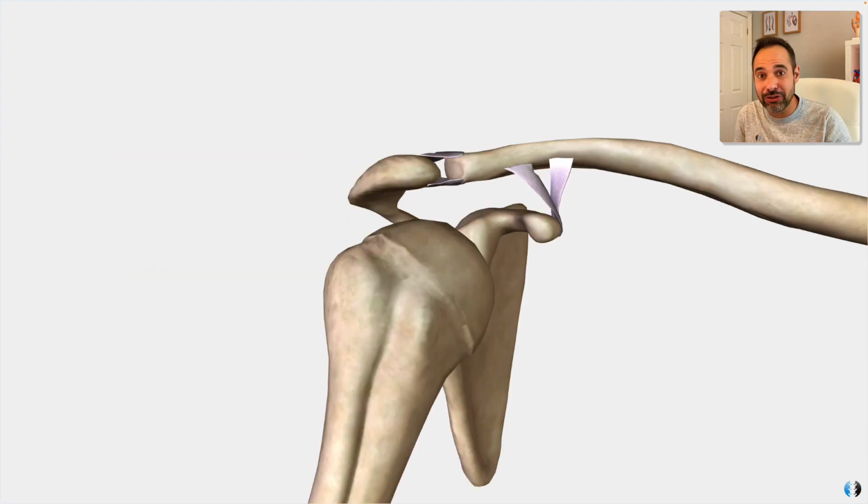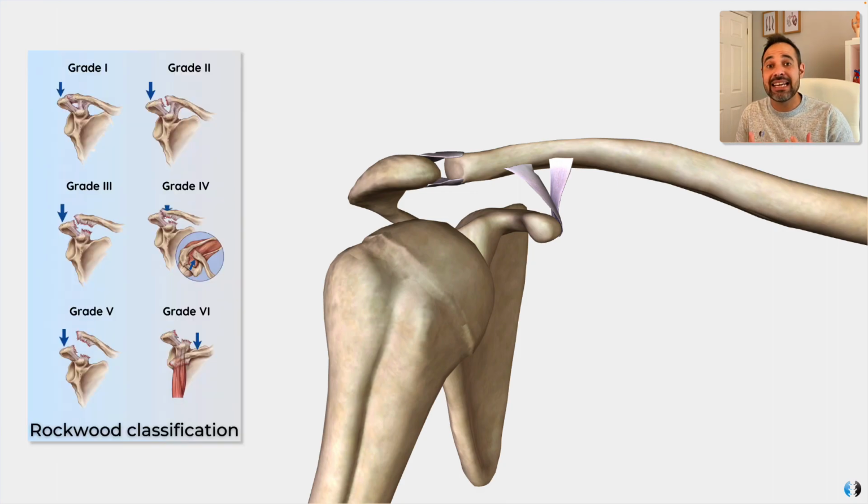So I thought I'd take you through a particular scale, which is the Rockwood classification. This is used to measure the severity of the ACJ injury.